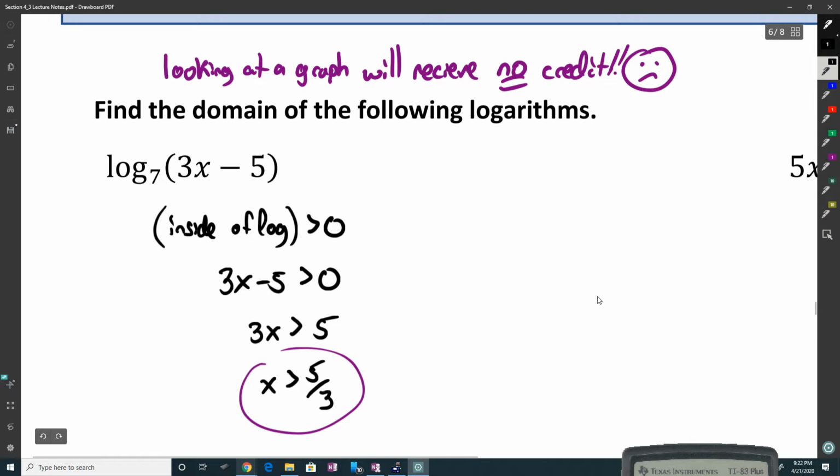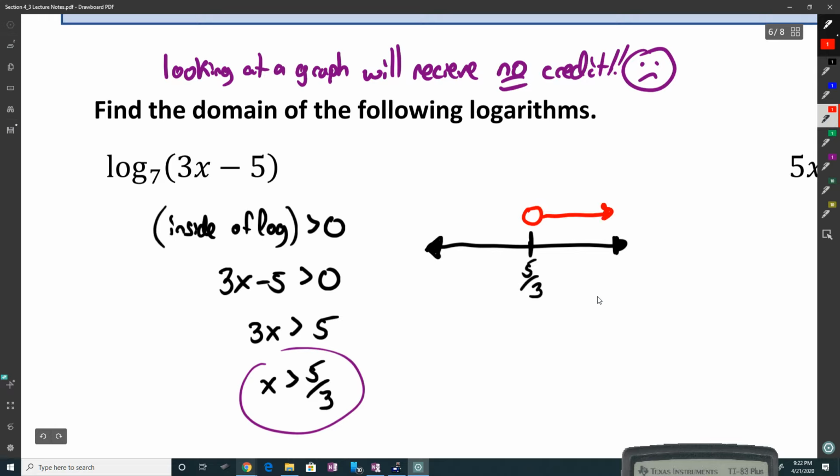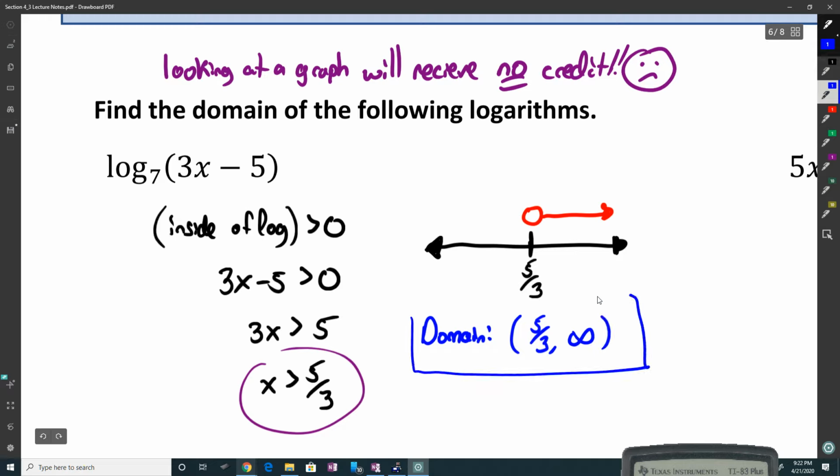If you're looking on a number line, you don't have to do the number line, but if it helps you out, go for it. At 5/3, we have an open circle going to the right. And so my domain is parentheses 5/3 to infinity. That's it. That's all you got to do. So a generic log like this is pretty easy. Just the inside greater than 0, you solve it, and you're done.